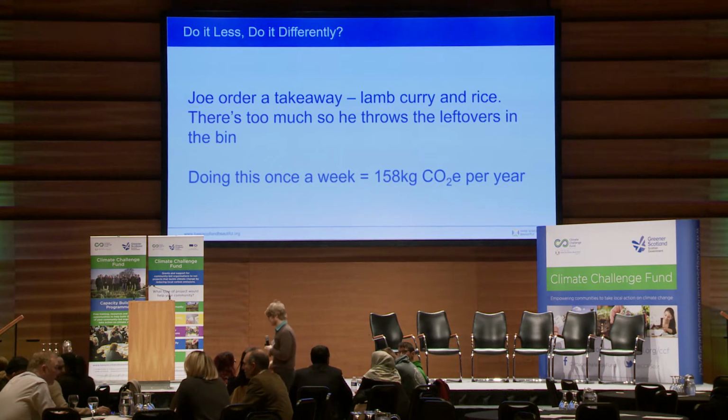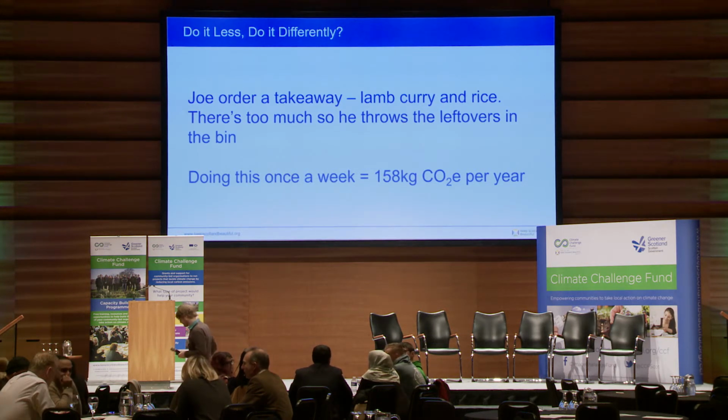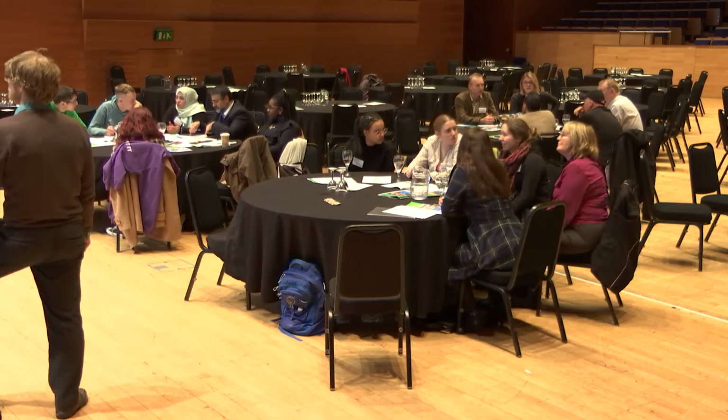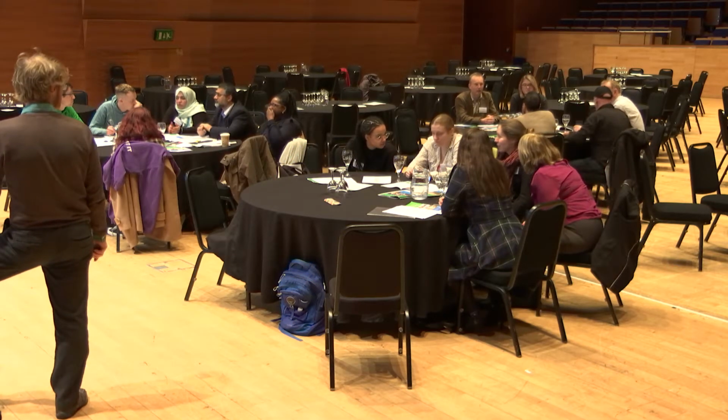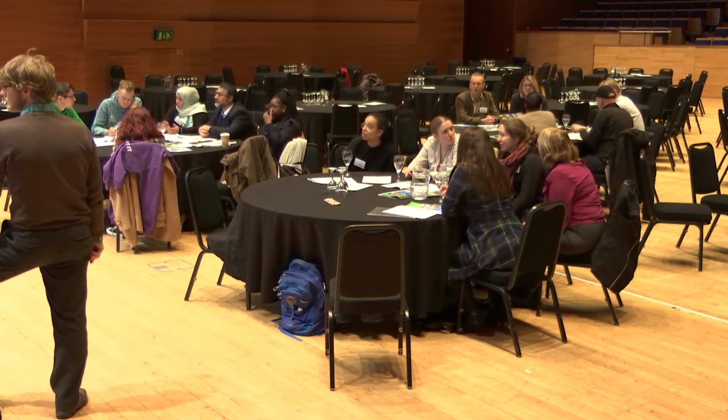So, how could he do things less or differently to reduce his impact with that? Maybe just not having lamb and rice. You know, so we've heard about lamb and rice. Making it at home would save the delivery, you know, the emissions involved in the delivery.